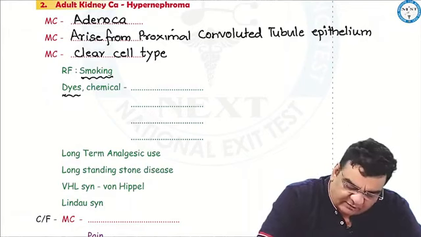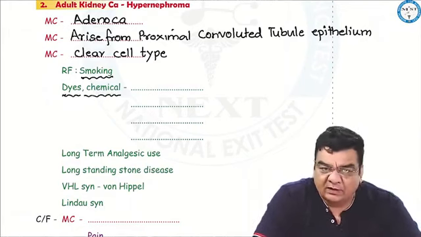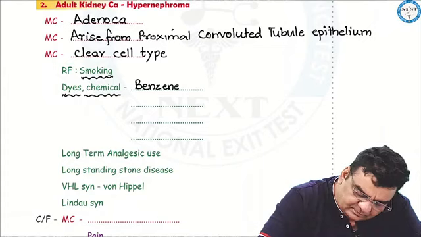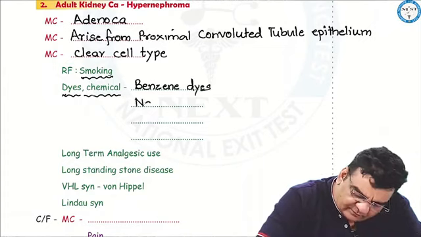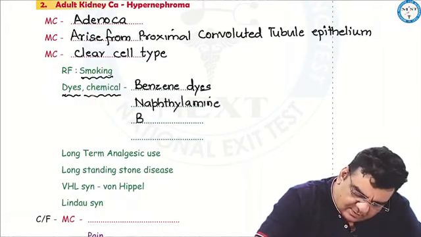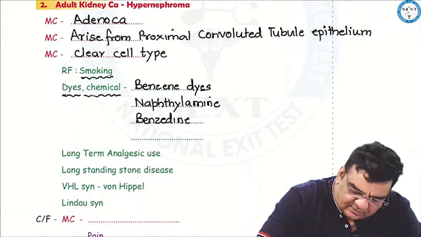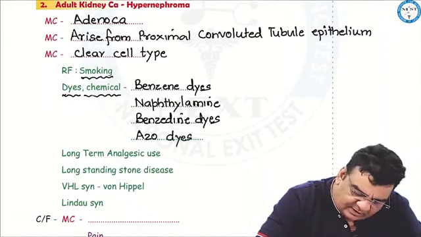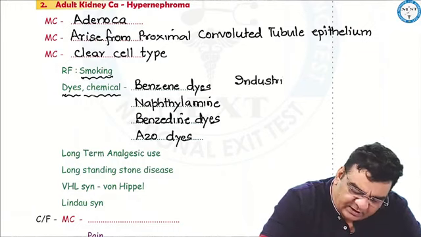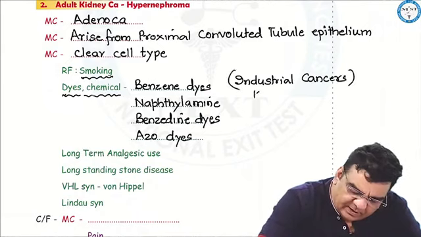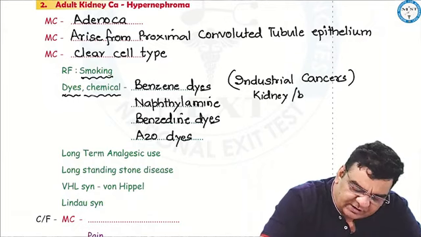Apart from this, we discussed the life of a painter, carpenter, shoe polish wala, the various dyes and chemicals: the benzene dyes, naphthylamine, benzidine, azo dyes. It is because of this reason that kidney and bladder cancers are also called industrial cancers. Kidney and bladder cancer are also called industrial cancers.